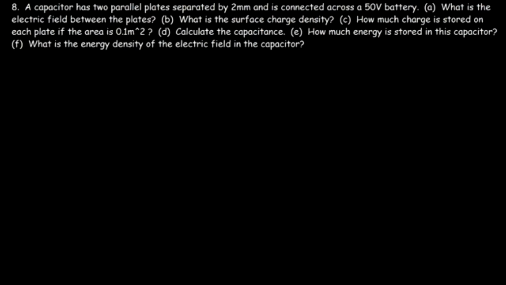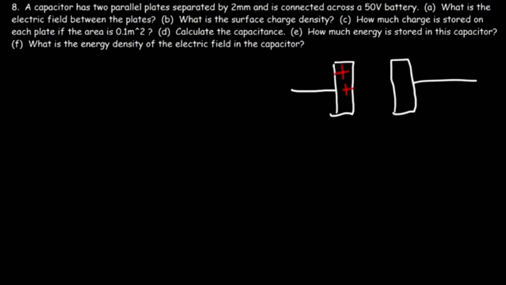Number 8. A capacitor has 2 parallel plates separated by 2 millimeters and is connected across a 50-volt battery. Part A. What is the electric field between the plates? So if you want to draw a picture, here's what we have. So here are the 2 plates of the capacitor. One side is positive, and the other side is negative. And here's the electric field in between the 2 plates.